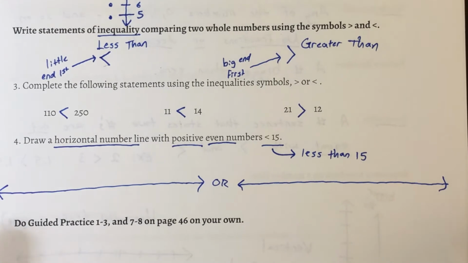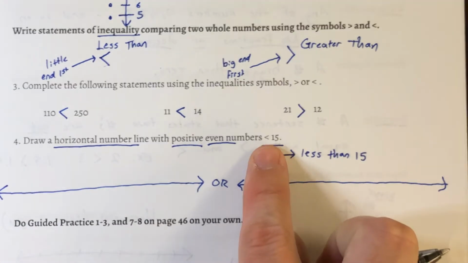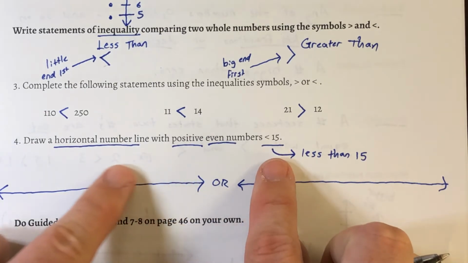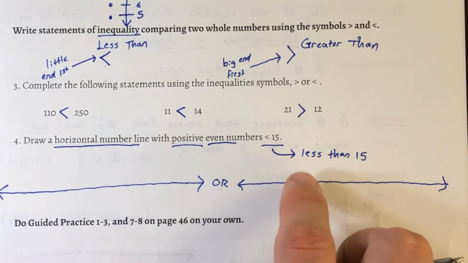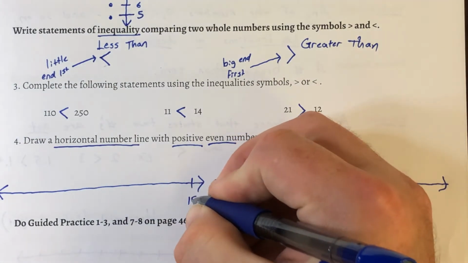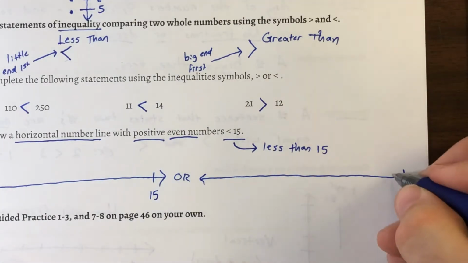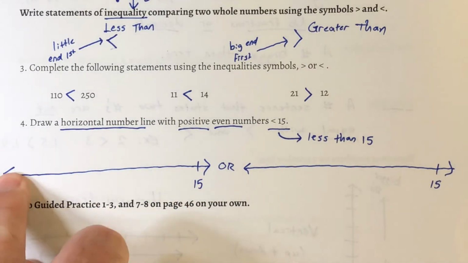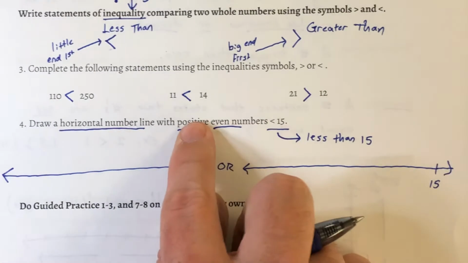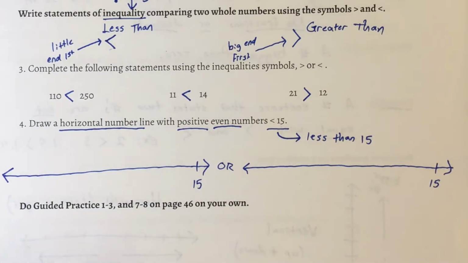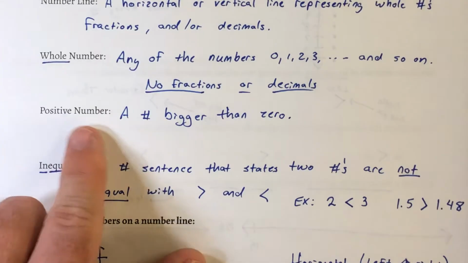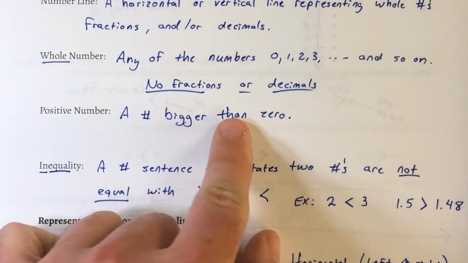Okay, where do I go next? Well, I want numbers that are less than 15. Well, if I want numbers less than 15, that means 15 is going to be my largest number. I'm going to place it on the right, because again, I want the numbers that are less than 15. Now, how do I know what my smallest number is? This word right here, positive. What does positive mean? Well, if we look back, positive number is a number bigger than 0.